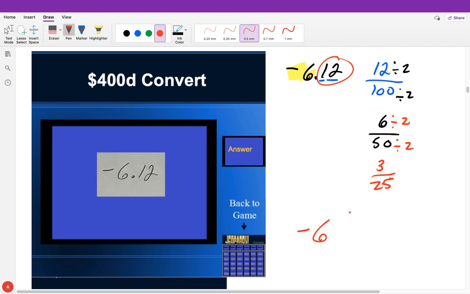And that can't reduce anymore. So our answer for negative 6.12 as a fraction is negative 6 and 3/25. And that will be our final answer.